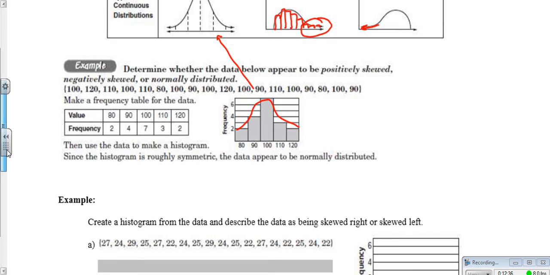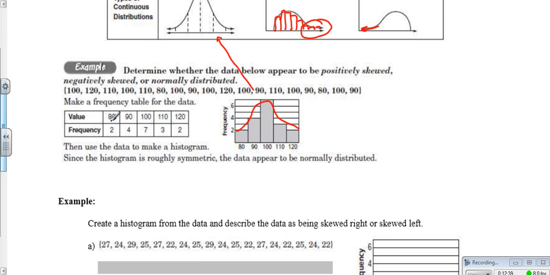In this example, it's called a frequency chart. Instead of having the numbers listed out like this, it organizes them and says the number 80 shows up twice, 90 shows up 4 times, and so on. Then they make this chart, and this chart is used to describe its distribution. So 80 shows up twice, 90 shows up 4 times, 100 shows up 7 times, and so on, and we get this distribution. We would say it looks pretty much normal.